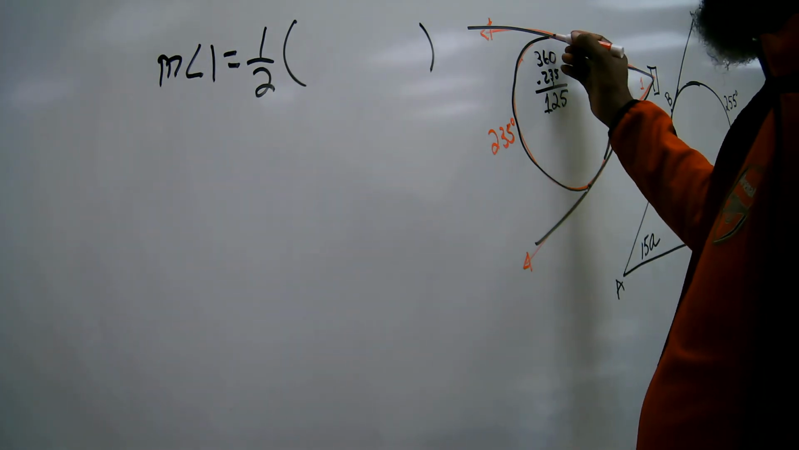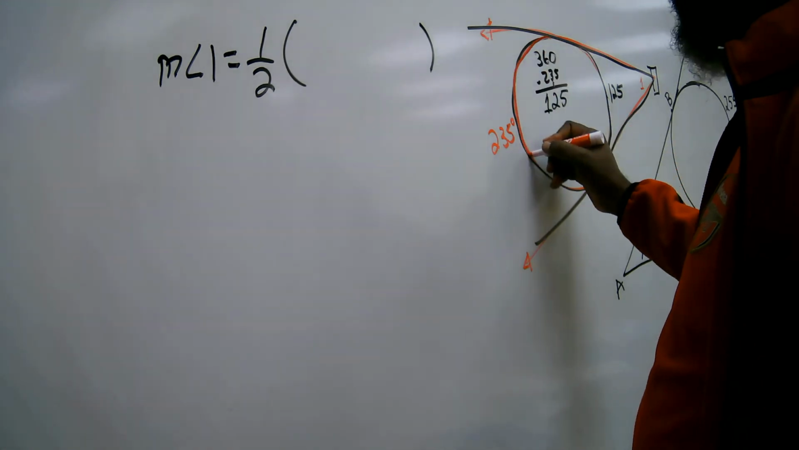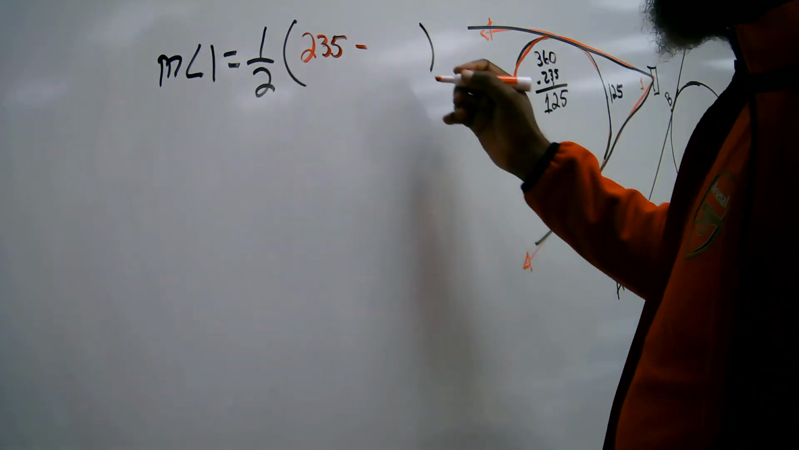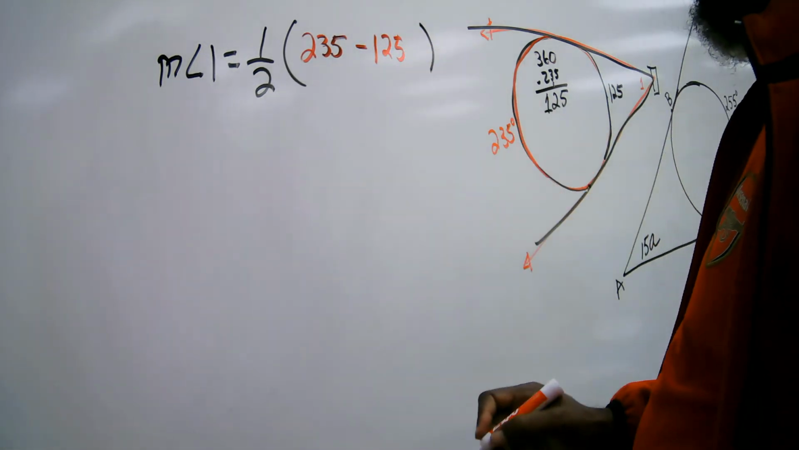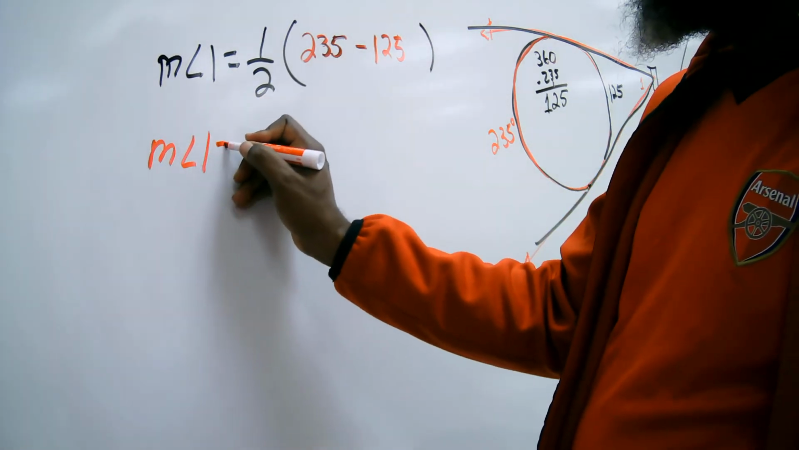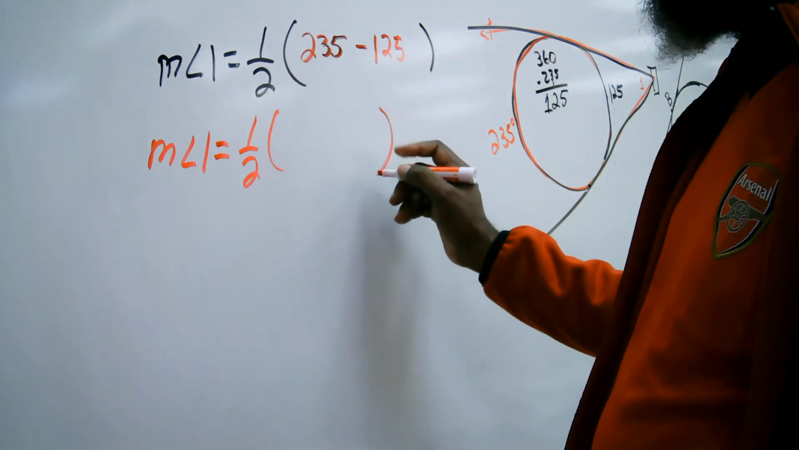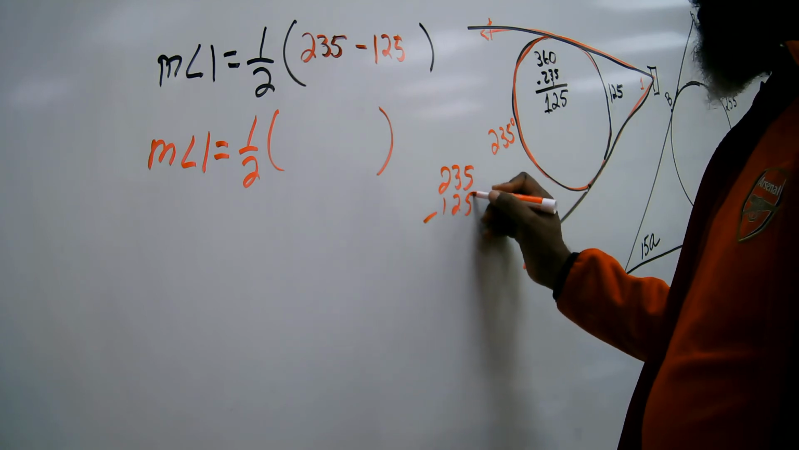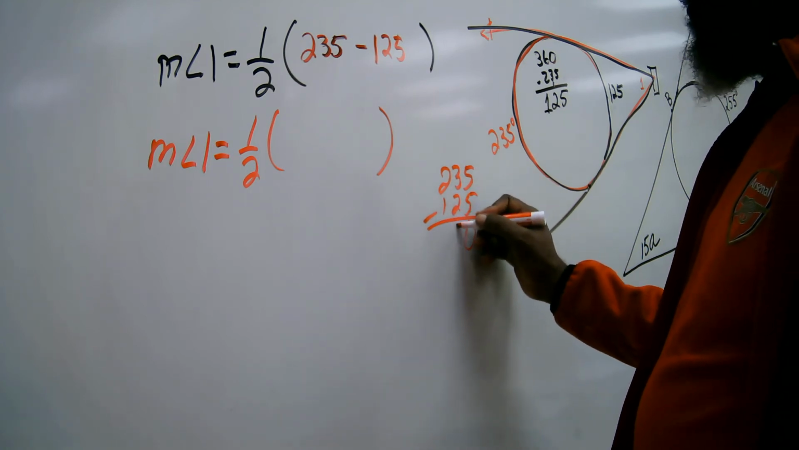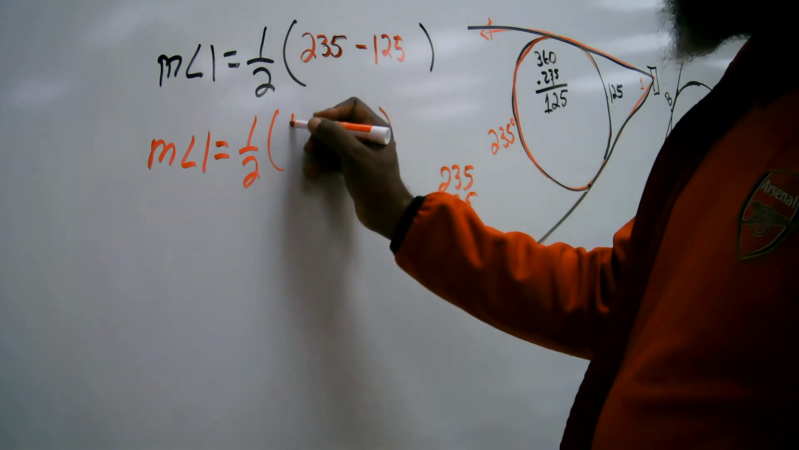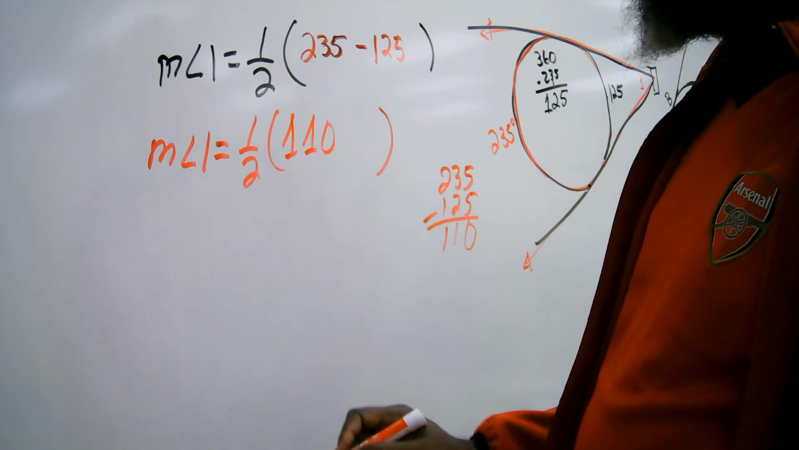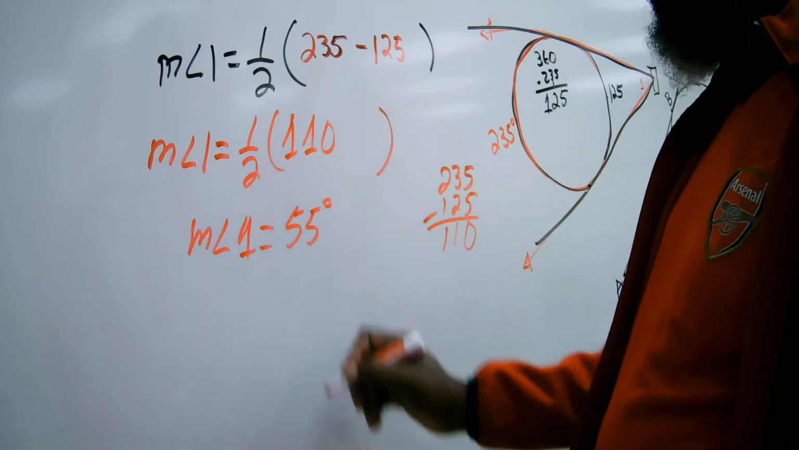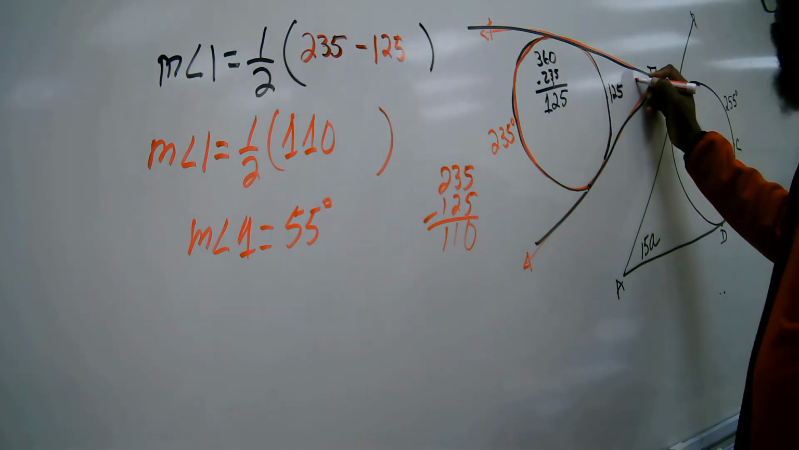So that will be the difference between those two arcs. The first big arc is 235. I will have 235 minus 125. Then this will give me the measure of angle 1. Then I will have the measure of angle 1 is equal to 1/2 of 235 minus 125. That will give me 110. Then I'm going to take 1/2 of 110, which is really a piece of cake. 1/2 of 110 is 55 degrees. It's telling me this circumscribed angle will be 55 degrees.